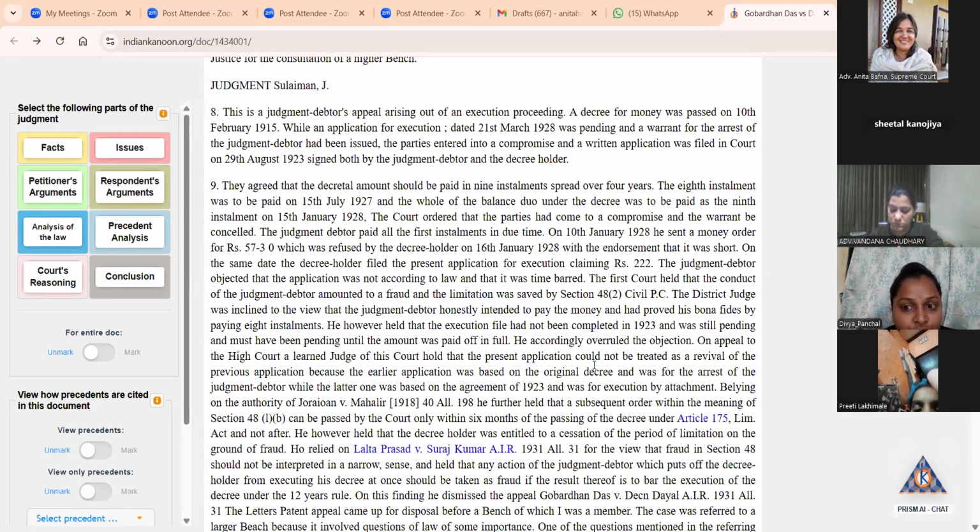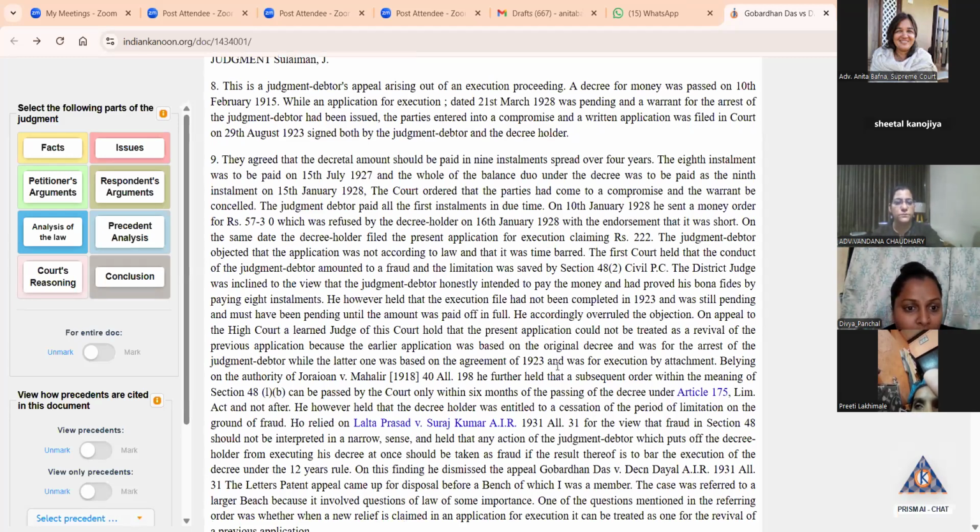The district judge was inclined to the view that the judgment debtor honestly intended to pay the money and had proved his bona fides by paying 8 installments. He, however, held that the execution file had not been completed in 1923 and was still pending and must have been pending until the amount was paid off in full. He accordingly overruled the objection.